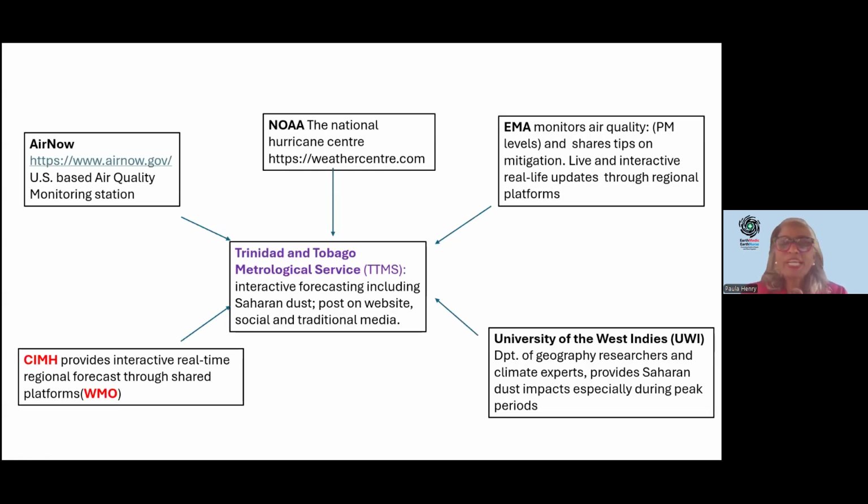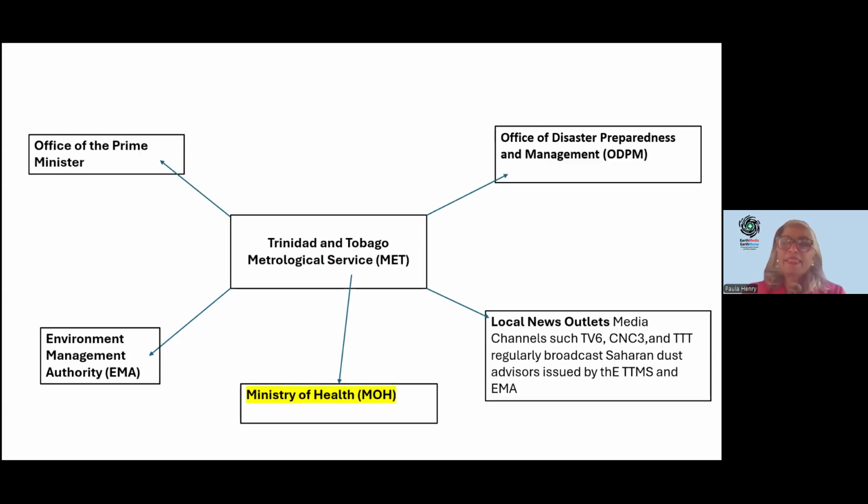So I'm not going to tell you very much about this slide because you're going to find out a lot from other presenters, but I want you to know that we get the very best information from all of the above. CIMH, we're going to hear from them, and NOAA. And this data reaches the Met Office of Trinidad and Tobago.